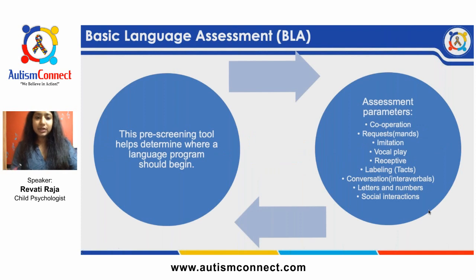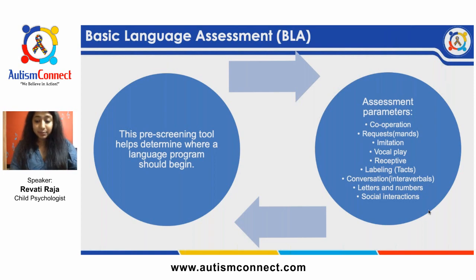Right. So the basic language assessment is the screening tool which determines where the language program should begin for the child. The assessment parameters are how the child cooperates with the parents, whether the child is able to demand, which is basically request for items, and if the child is able to imitate, not just vocally, but verbally as well.